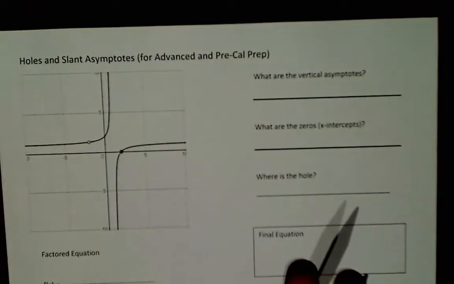I'm going to go over a few things if you're interested in some of the advanced stuff that you see, like the holes and all that. If not, then you're done. But I'm going to just finish this off real fast.